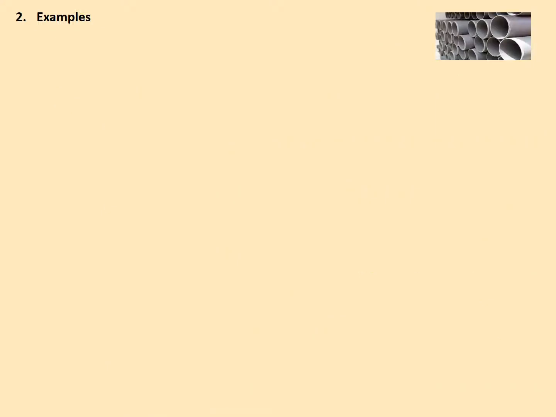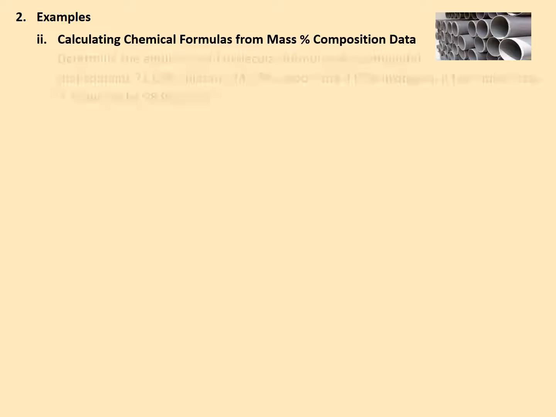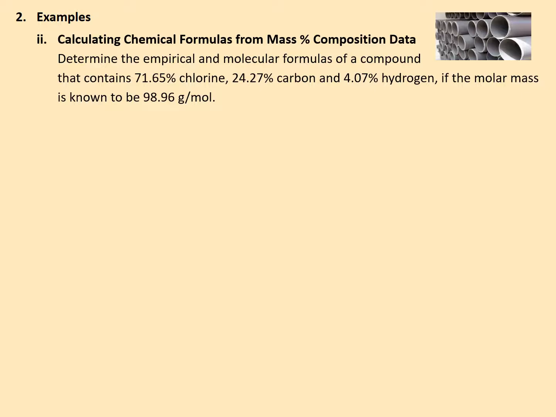All right, so let's take a look at one last example. In this example, we'll look at how to calculate a chemical formula from mass percent composition data. So in our problem, we're asked to determine the empirical and molecular formulas of a compound that contains 71.65% chlorine, 24.27% carbon, and 4.07% hydrogen if the molar mass of the compound is known to be 98.96 grams per mole.